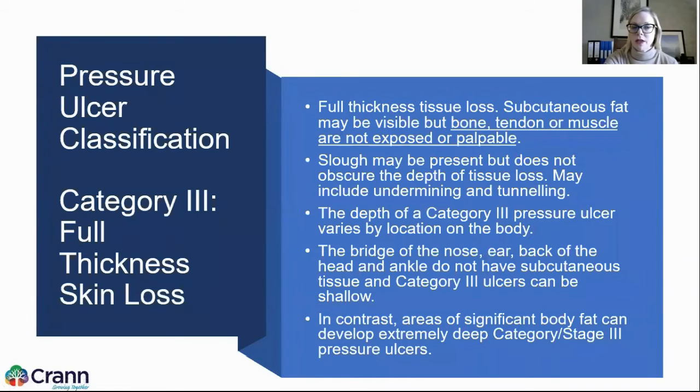Category 3 is full thickness skin loss. So basically, the subcutaneous fat, which is kind of your top layer, might be visible and exposed, but the deeper down layers of bone and tendon and muscle are not exposed yet. There could be slough, which is kind of like green exudate. It can be a different colour, kind of whitish colour as well, depending on whether there's infection there or not. And that may or may not be present. The bridge of the nose, the ear, the back of the head and the ankle do not have subcutaneous tissue, and so category 3 ulcers can be shallow there.